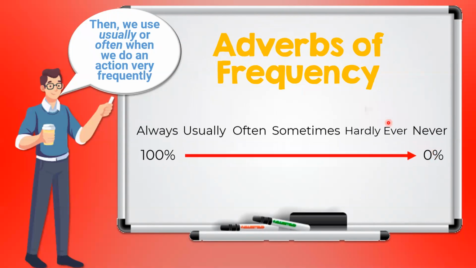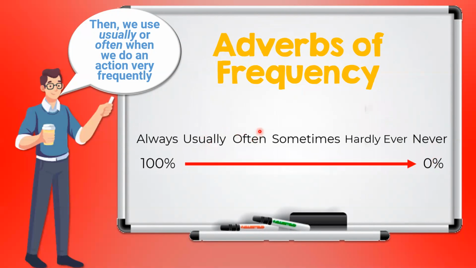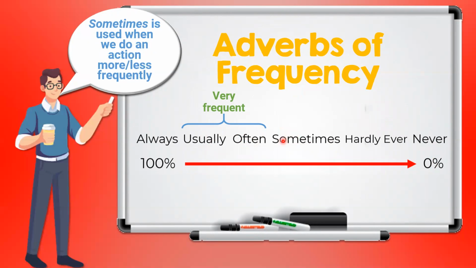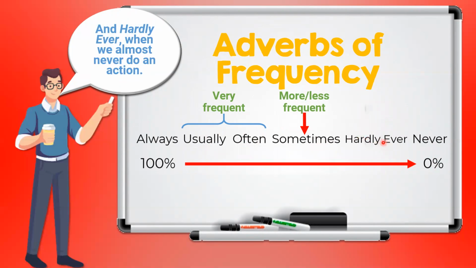Then, we use usually and often when we do an action very frequently. Sometimes it's used when we do an action more or less frequently. And hardly ever when we almost never do an action.